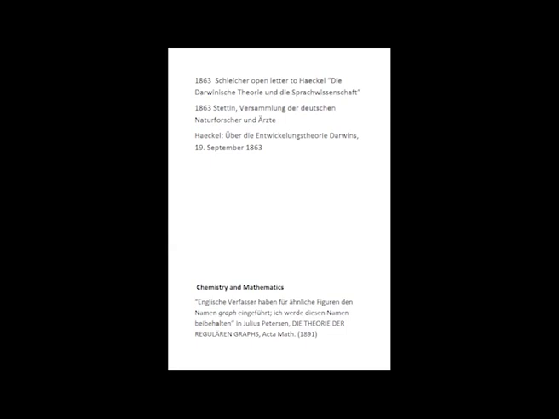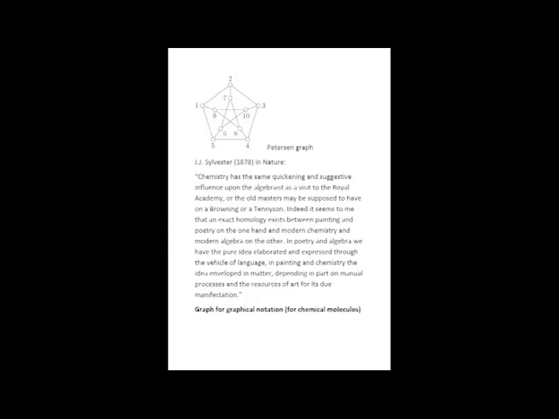And the one who coined this word graph was James Joseph Sylvester. So above you see a more complicated graph, the famous Petersen graph, which he discusses in his paper of 1891, which has only 10 vertices, 15 edges, a lot of interesting properties, apart from, in comparison to what I showed you before.